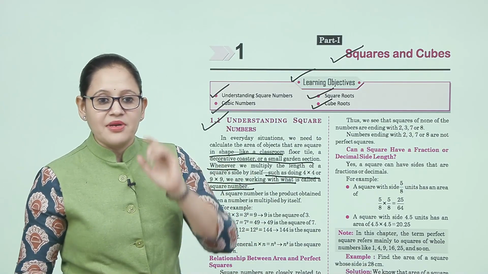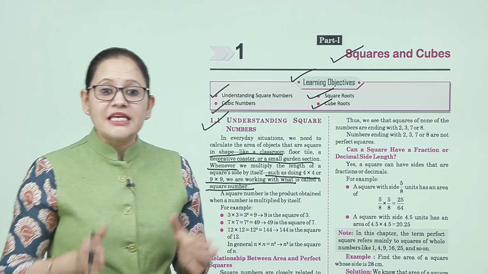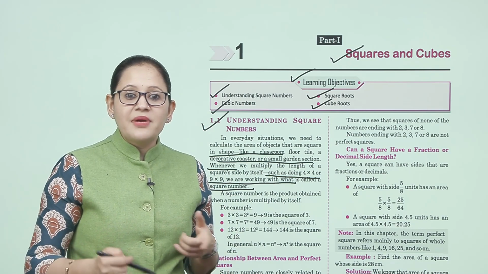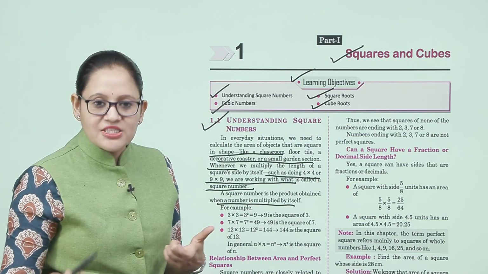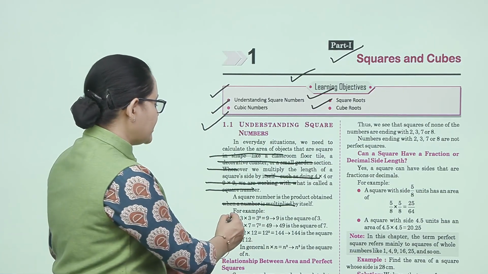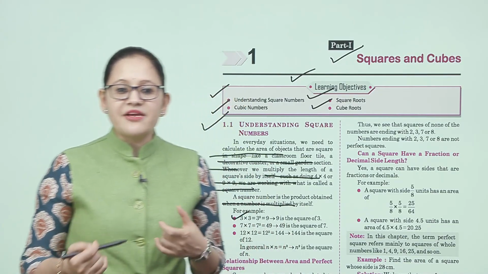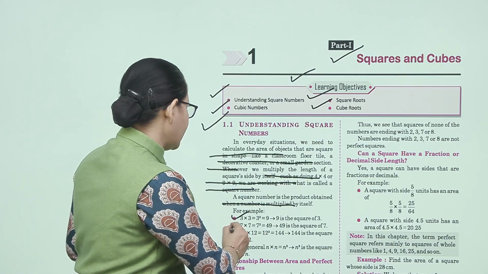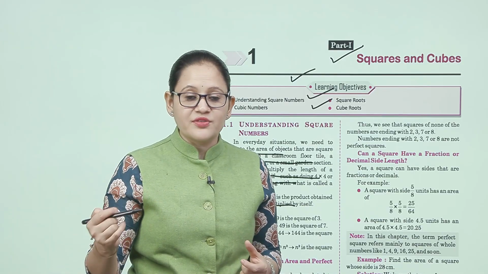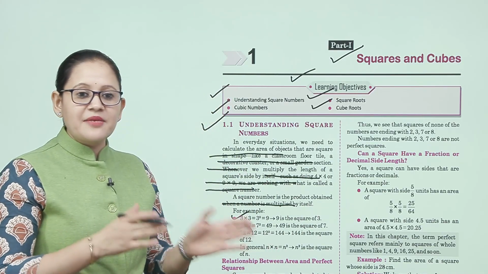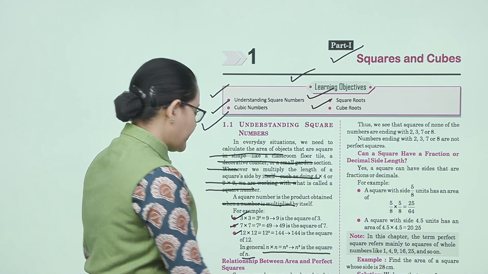Multiplying a number by the same number, two times, that is a square. A square number is the product obtained when a number is multiplied by itself. For example, 3 multiplied by 3, that is the square of 3, equals 9. 7 multiplied by 7, square of 7, equals 49, and 12 multiplied by 12, that means square of 12, equals 144. So in general, n multiplied by n equals n square, the square of n.